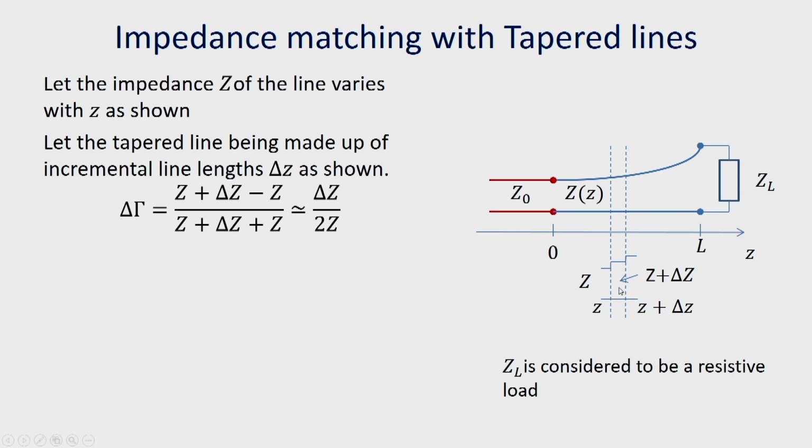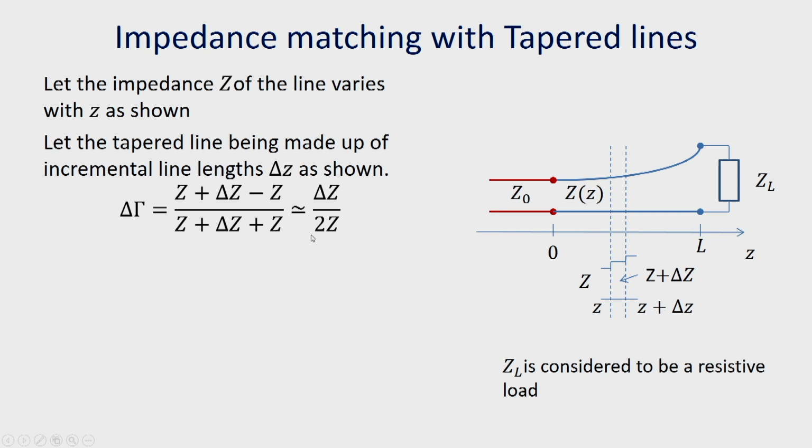So, here you can see we have an incremental length delta Z. On the left hand side we have impedance capital Z, and over this small length delta Z we assume the impedance to be capital Z plus delta capital Z, and therefore, at this interface the partial reflection coefficient delta gamma can be written as (Z plus delta Z minus Z) divided by (Z plus delta Z plus Z).